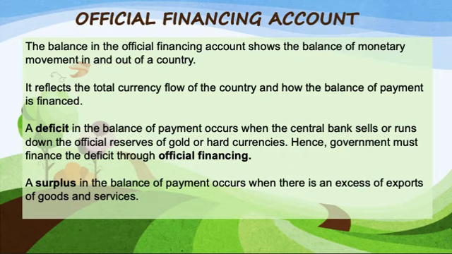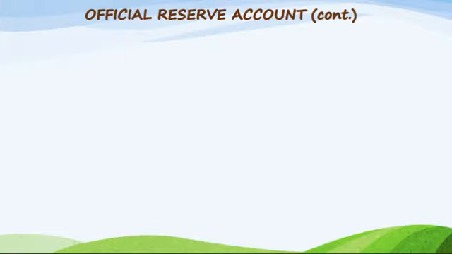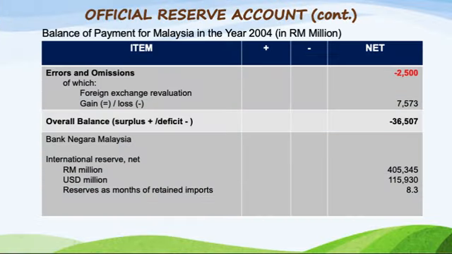Okay, so ini adalah deficit dan juga surplus yang berlaku dalam negara dan macam mana kerajaan cover balik deficit dan surplus tu. Right. Okay, ini adalah official reserve account. Yang ni pun sama, sepatutnya the year 2015 ya. Saya lupa nak tukar ni. So we have errors and omission, of which for foreign exchange revaluation gains ataupun loss.